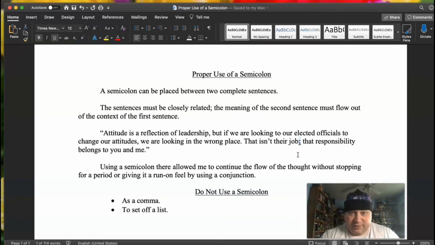You do not use a semicolon as a comma. You do not use a semicolon to set off a list. You use it to join two complete sentences. Many people don't do this. I rarely do it. I use commas, I use periods, I use the conjunctions, the fanboys, all those things that we've talked about. Those tend to be the things you go to as a writer. That's your standard grammatical punctuation. I use the semicolon again when I want to keep the two sentences closely related without changing that flow too much. So that's how you use it.